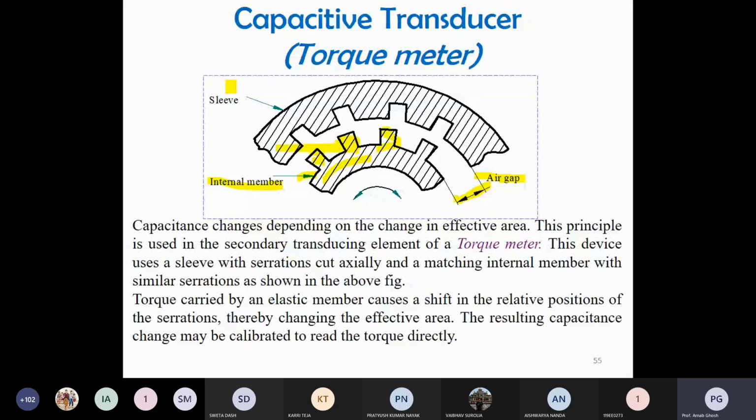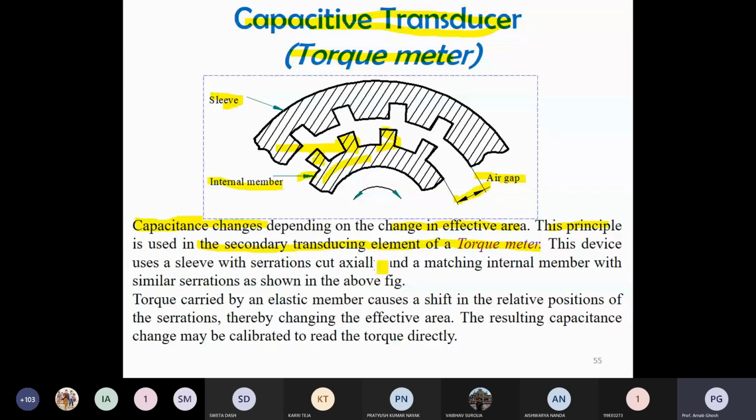So with two charges there, D is changing. So epsilon A by D, that formula, where A is the area of the plates. That may be the same, but D is changing. If D is changing, the capacitance will always be changing. So actually the capacitive transducer is used here for a torque meter. The operation is written here: the capacitance changes depending on the change of the effective area. The air gap is changing, so definitely D is changing, and the effective area is changing. So this principle is used as the secondary transducer element for the torque meter.